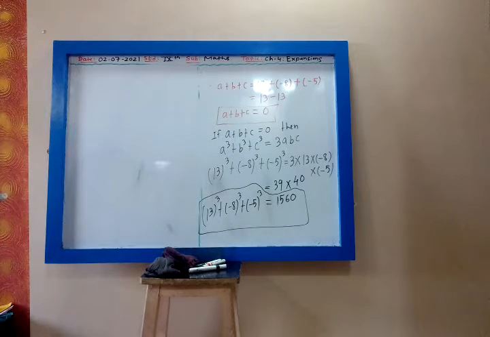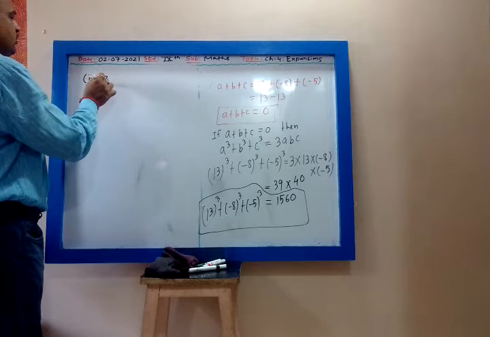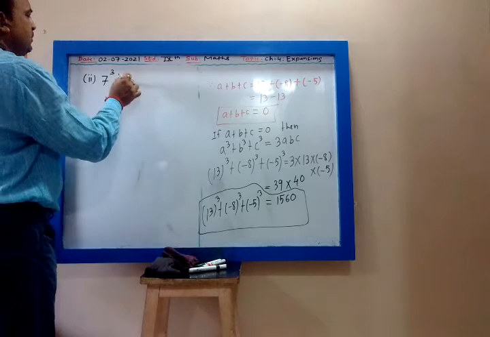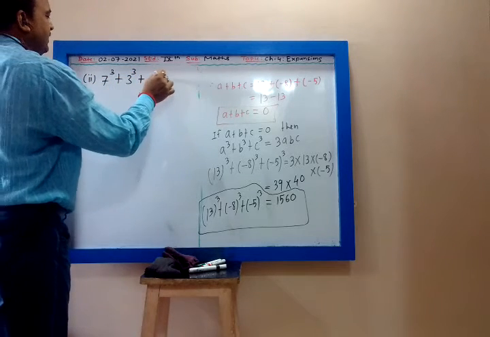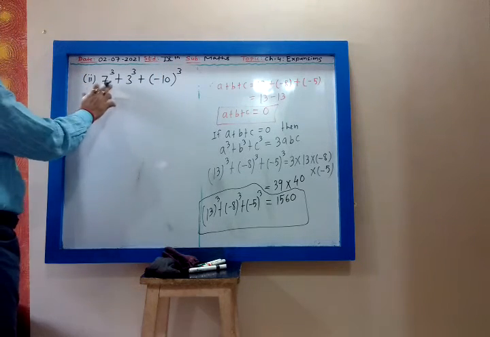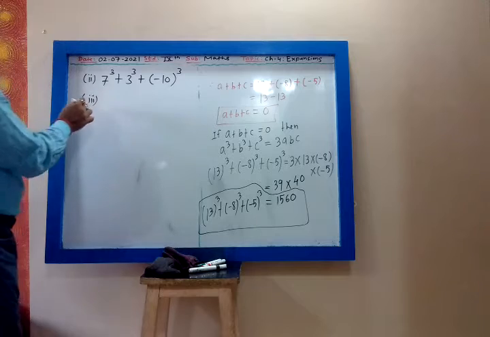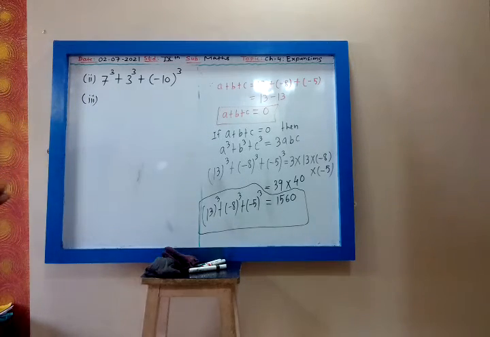Now second, 7 cube plus 3 cube plus minus 10 cube. You check whether a plus b plus c is 0. 7 plus 3, 10. 10 minus 10. Okay. So homework this part.